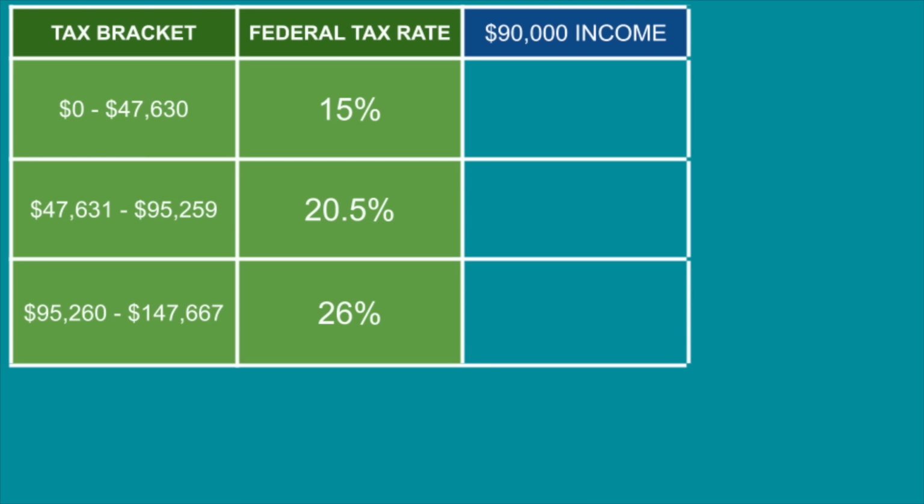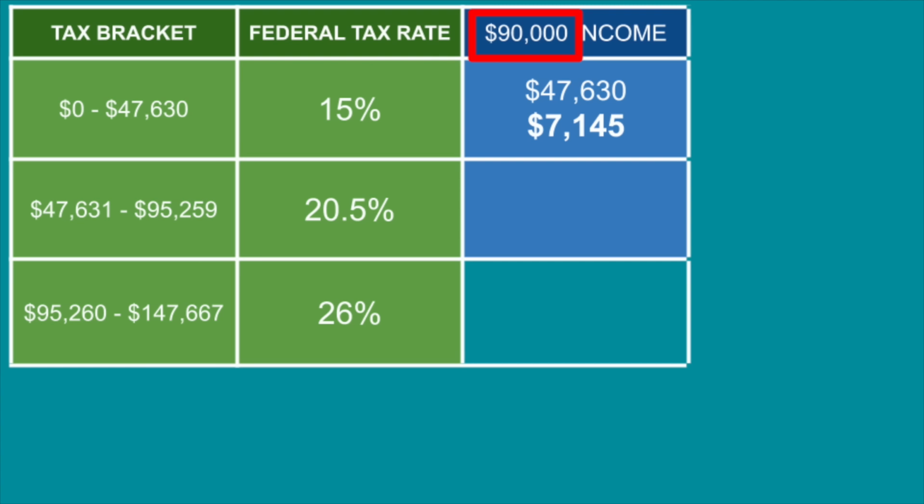Let's say your income is $90,000 a year, so we start by completely filling up the first tax bracket of $47,630. The tax rate for this bracket is 15%, so we'll be paying $7,145 in taxes on our first $47,000 of income. The remainder of our income goes into the second tax bracket, but we don't quite fill it up since our income is less than the $95,000 limit.